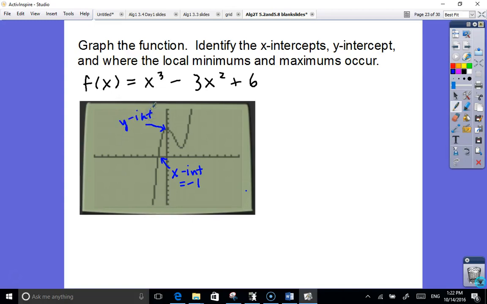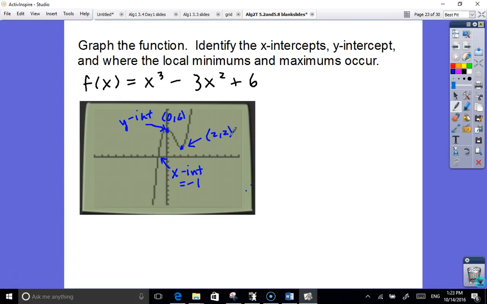Okay, how many turning points does it have? It's got one there at 6, it looks like, and it's got another one there. So the one on top there, that's 0, 6. And we just have to estimate this one here. How do you want to estimate that one as a turning point? 2, 2. Okay, that sounds good. Okay, that's all it's asking us to do. Just identify those things.